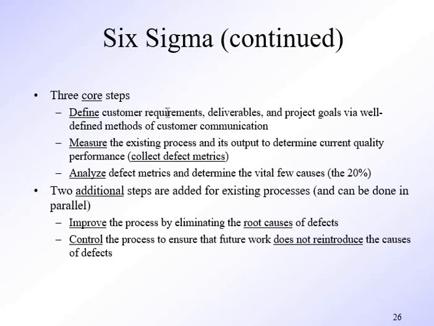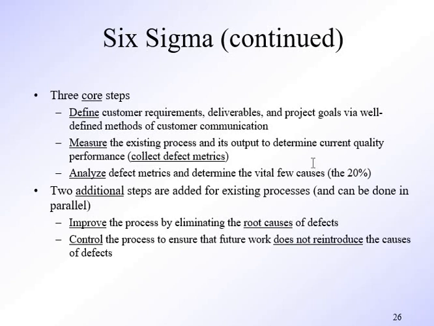So what exactly is Six Sigma? Define the customer requirements, deliverables, and the project goal via well-defined methods of customer communication. Then measure the existing process and its output to determine current quality performance. Analyze the defects metrics and determine the vital few causes. So first of all, define the customer requirements.